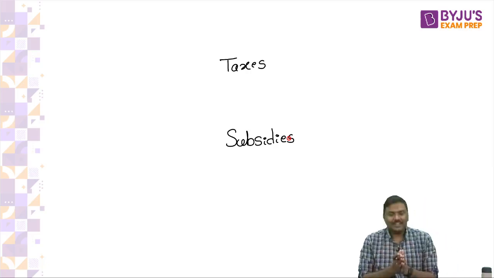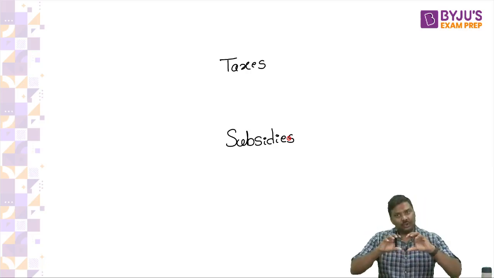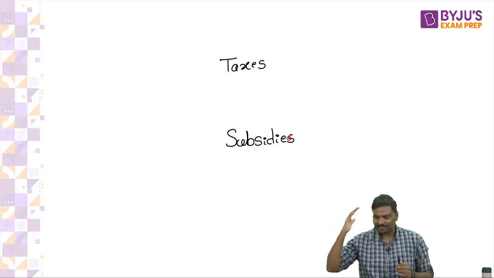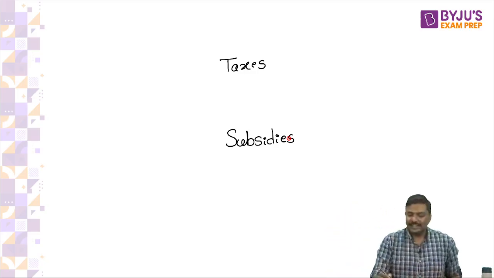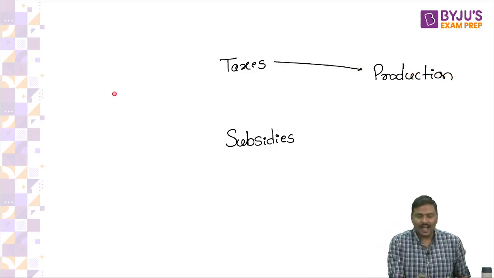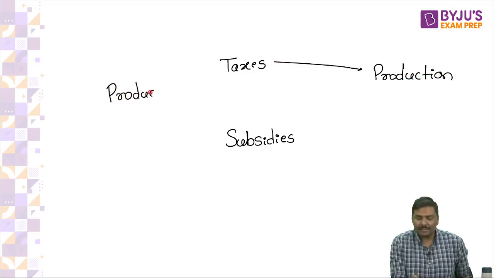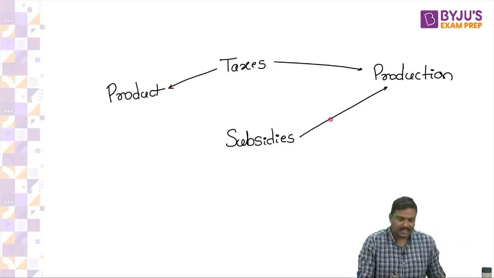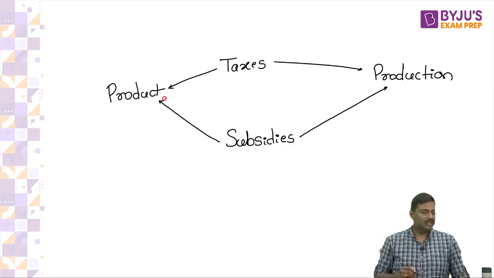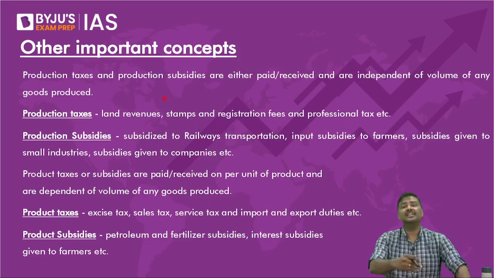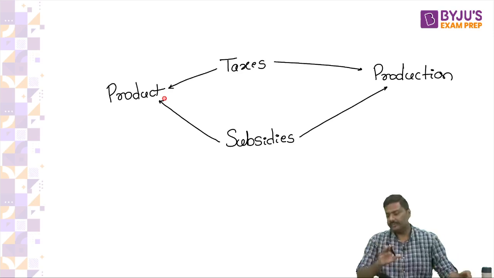Now what we have done is, we have divided the taxes into two parts and we have divided the subsidies again into two parts. What are these? The taxes are production taxes and product taxes. And subsidies are production subsidies and product subsidies. Whatever I'm discussing here, it is there in this slide. Don't say, sir, where it is written. It is there in the slide. I'm explaining it. Follow this carefully.